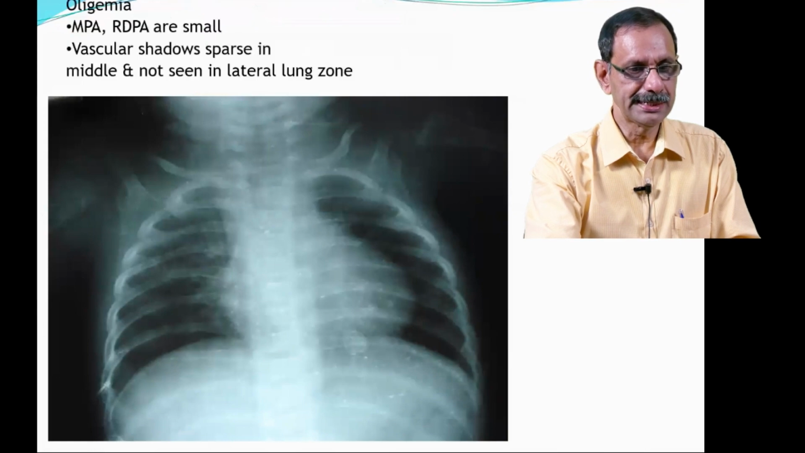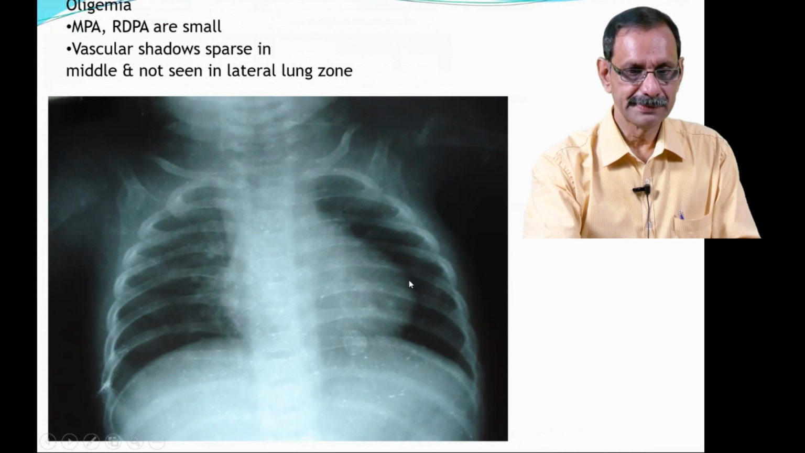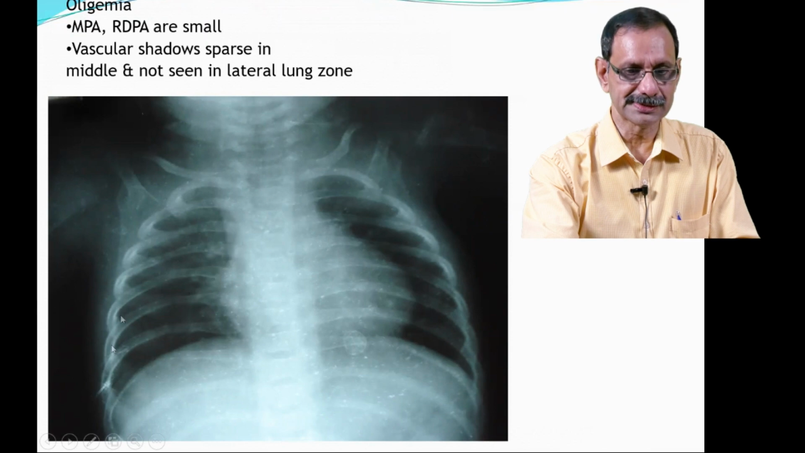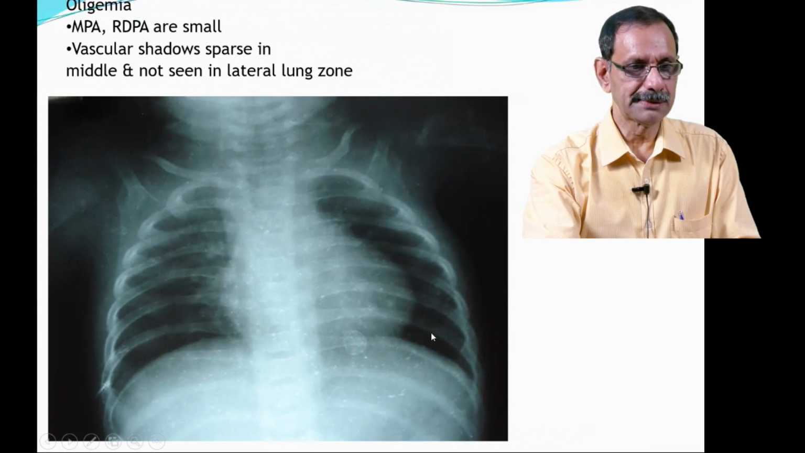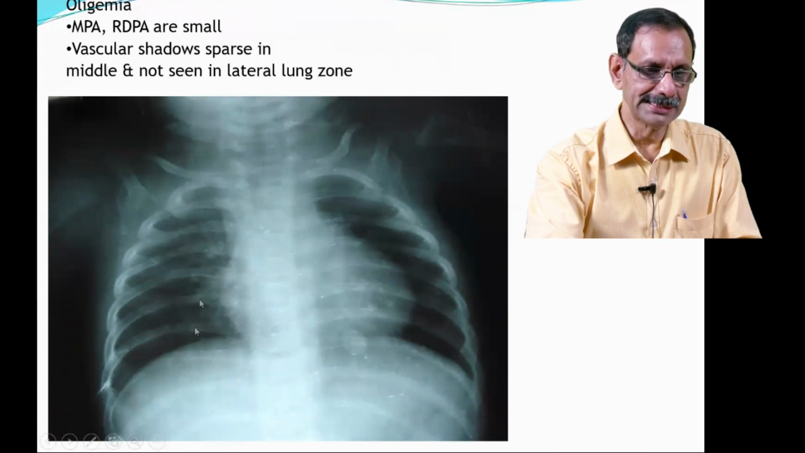See, this is the typical pulmonary oligemia, possibly a tetralogy of Fallot because the apex is lifted up. And see, even the main pulmonary branches are less obvious than normal, and here there are hardly any vascular markings. So, this is pulmonary oligemia. Vascular shadows are very sparse. Whatever is seen is in the middle third only.